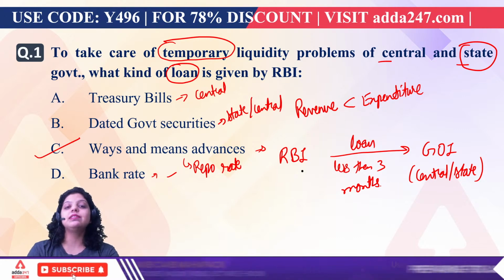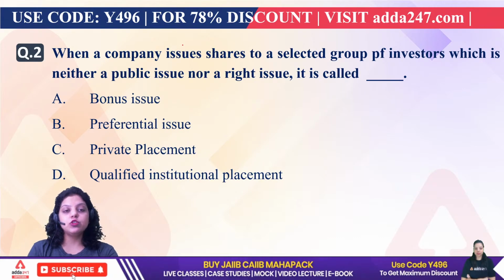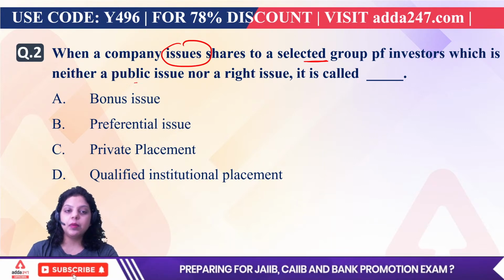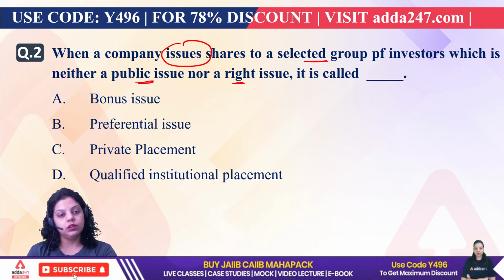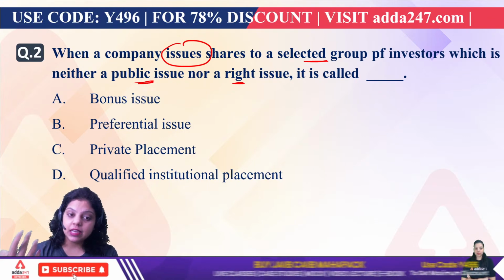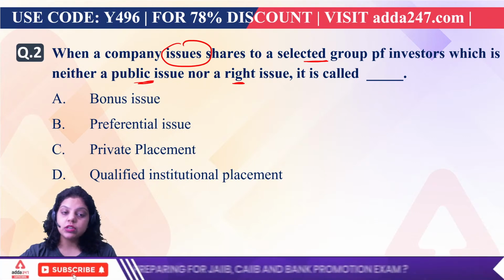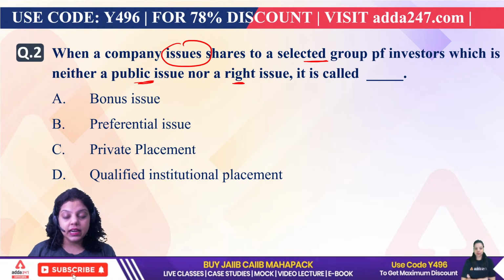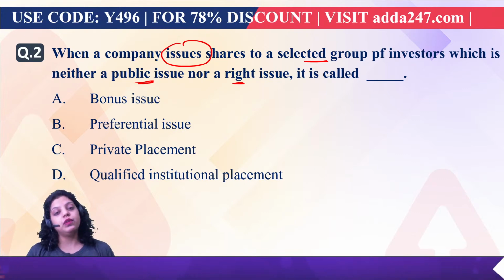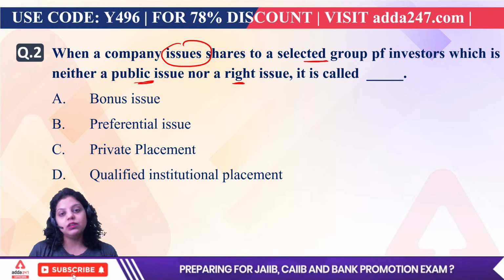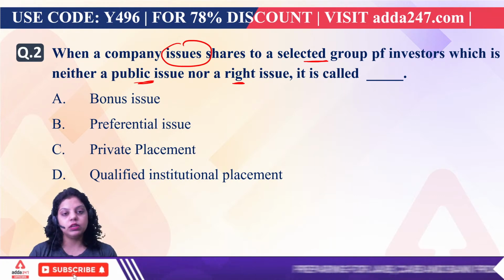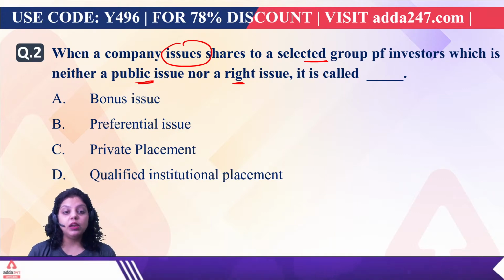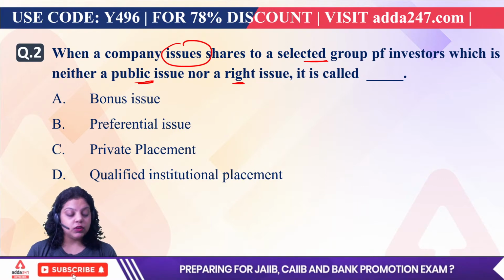Okay, now let's just start with the second question. That is, when a company issues shares to a selected group of investors, which is neither a public issue nor a right issue, it is called. So we are saying that company is issuing its shares, and it is only giving right to the selected group of persons to purchase the share of a company. That is not a public issue, that is not a right issue. So which of the following issue it will be? Is it a bonus issue? Is it a preferential issue? Is it a private placement or qualified institutional placement? Which of the following will be correct?